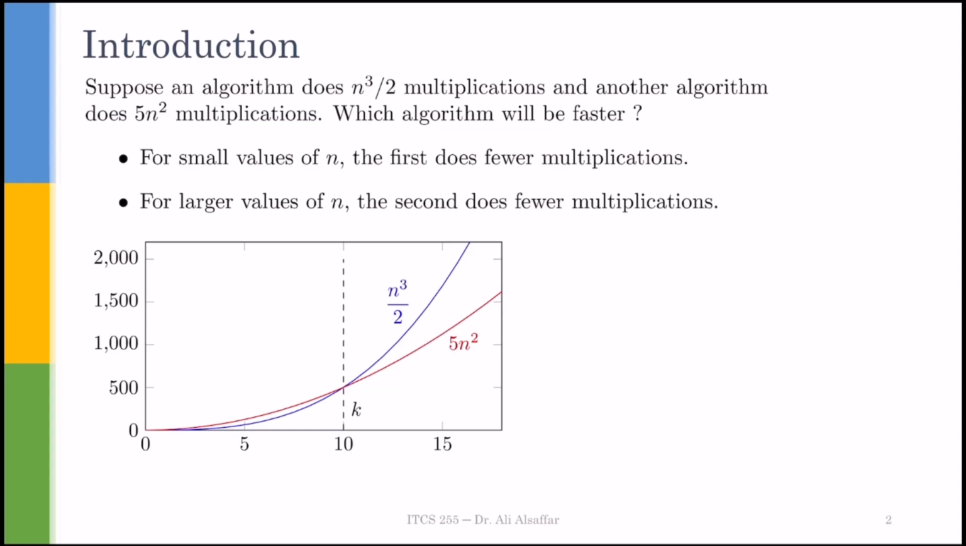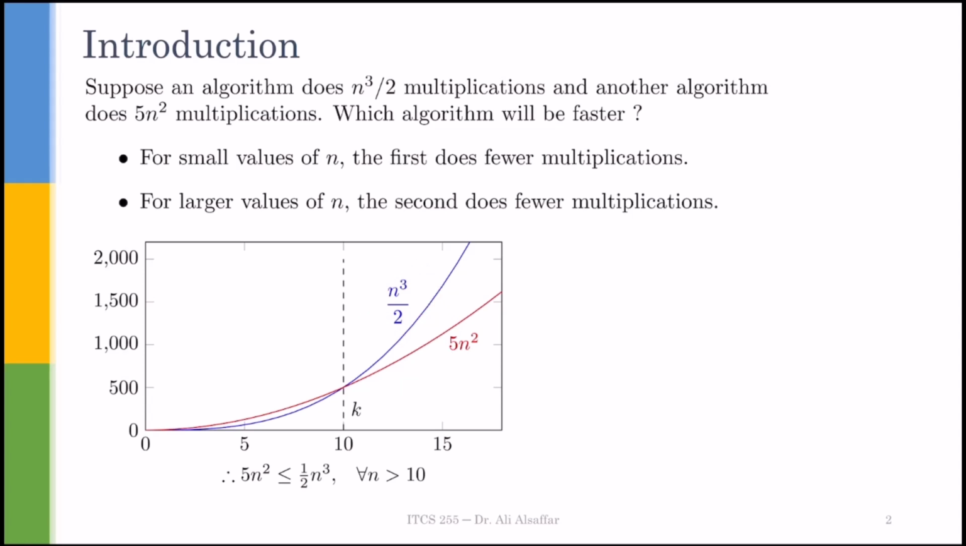So we say that the second function is always less than or equal to the other whenever n is greater than 10. In terms of growth of functions, we say that this function grows no faster than the other function. In other words, when n goes to infinity, 5n square is always at a lower level than the other function, which is half n raised to power 3.